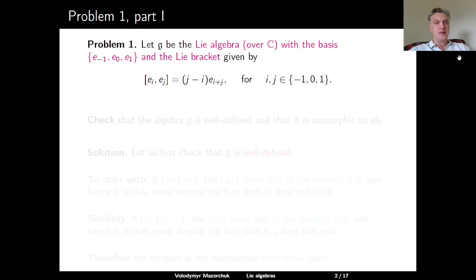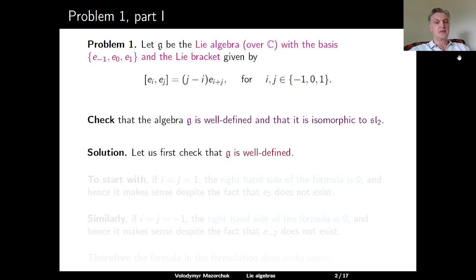Problem 1. Let G be the Lie algebra over the complex numbers with the basis e_{-1}, e_0, and e_1, and the Lie bracket given by the following formula. The Lie bracket of e_i and e_j is equal to (j minus i) times e_{i+j}, where i and j are from -1, 0, and 1. Check that this algebra is well defined and that it is isomorphic to sl_2.